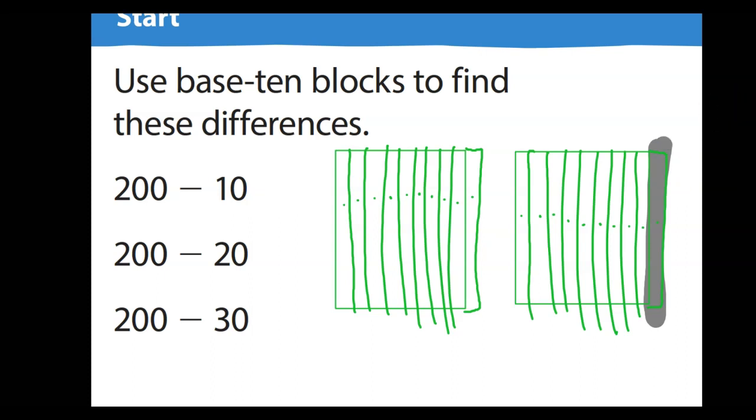Okay, 19. So I have 10 here, that makes 100, and I have 9 here, which makes 90. So 190 is 190. So when I subtract 10 from 200, I get 190. Now I'm going to subtract how many? 20 of them.